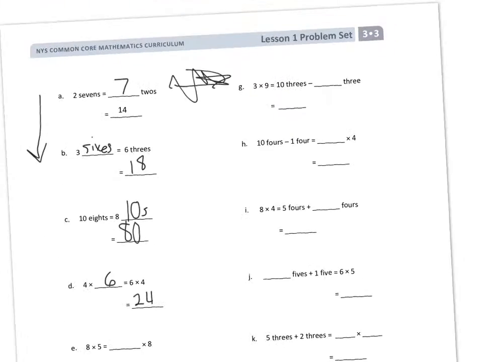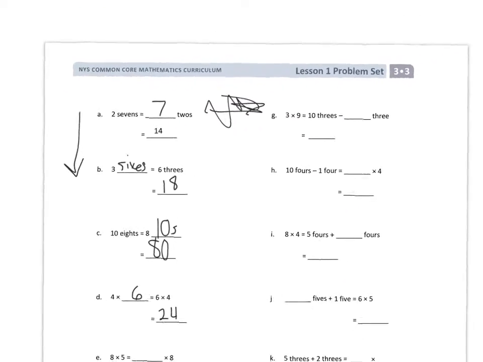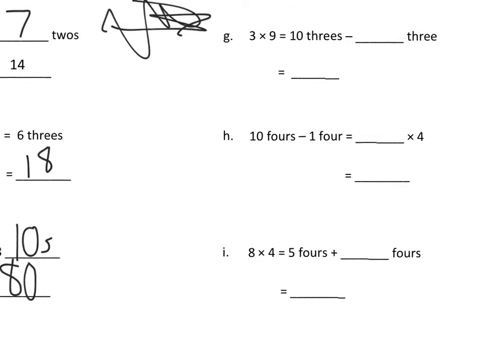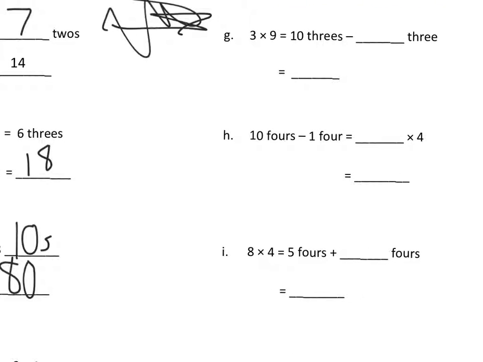We're going to come on over here to this guy. 3 times 9 equals 10 3s minus blank. Oh, this is crazy. Here's what we have. We have the numbers 3 and we have the numbers 9. And we're going to have to get 10 3s minus how many?